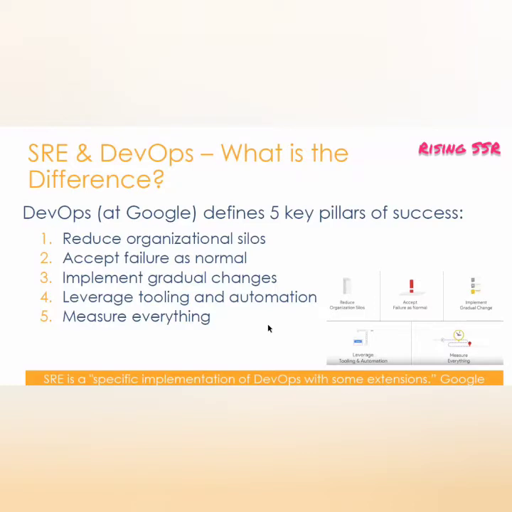Third pillar is obviously implementing gradual change. And when we talk about implementing gradual change, what exactly it means is that rather than going with a big bang approach, can we introduce smaller changes in such a way that it really brings the mindset of dev and ops in a homogeneous state.